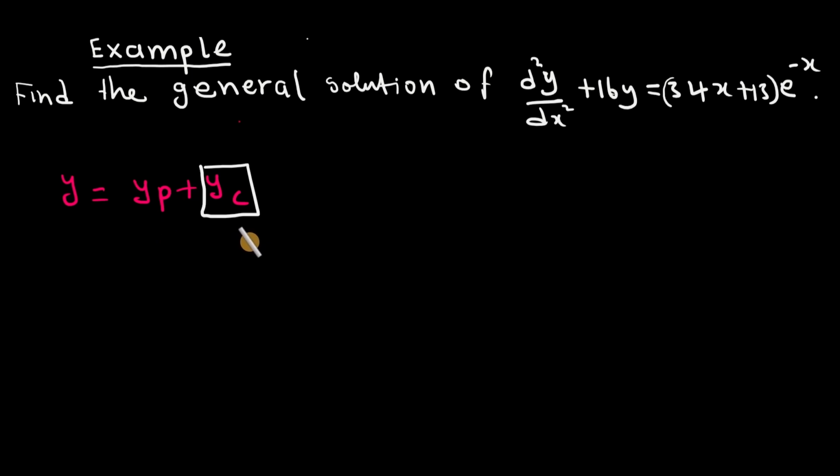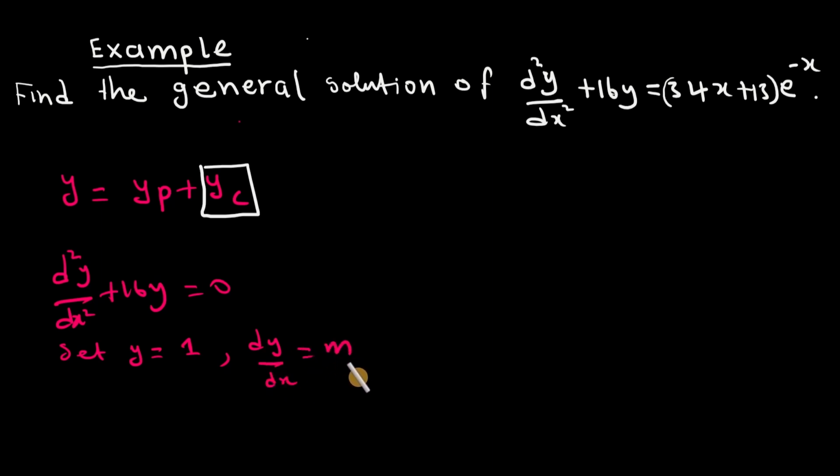The complementary function is obtained from the homogeneous equation of this second order differential equation, and the homogeneous equation is d squared y dx squared plus 16y equals 0. So the homogeneous equation is always the left hand side of this equation, or the side of the equation where the derivatives are equated to 0. To obtain the auxiliary equation, I need to set y equals 1 and then dy dx equals, let's say, a variable m. Substitute the value of m and the value of 1 in this equation. This equation now will become m squared plus 16 equals 0.